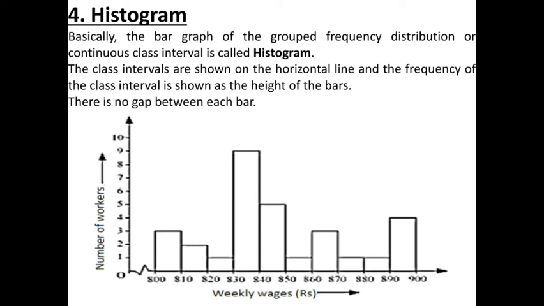Here we have a histogram. Here we have 0 and directly 800, then 810, 820, 830 and so on. So here is a big gap between 0 and 800. For removing this gap, we use a sign, which we call a kink. The zigzag sign we are seeing here is called a kink sign, which is used for removing the gap between two intervals.